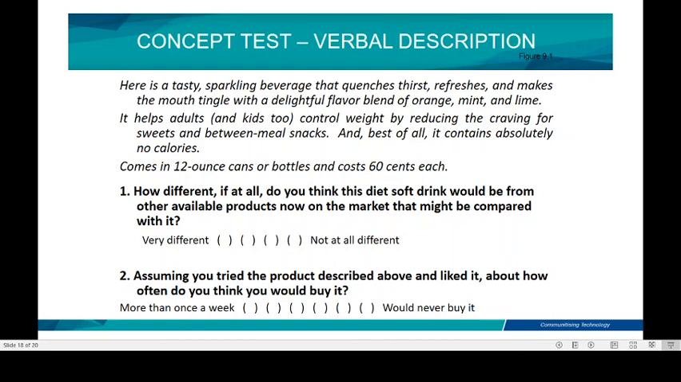So here it shows a 4 scale. Number 2, assuming you have tried the product and liked it, how often do you think you would buy it? It's either more than once a week, in the middle, neutral, or would you never buy it?